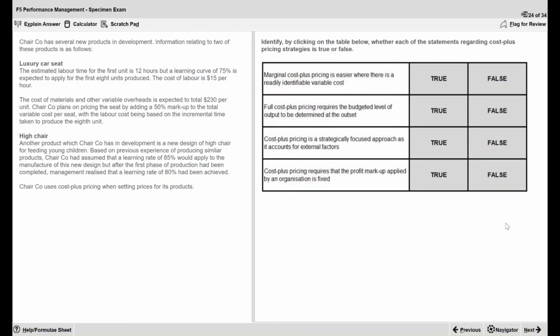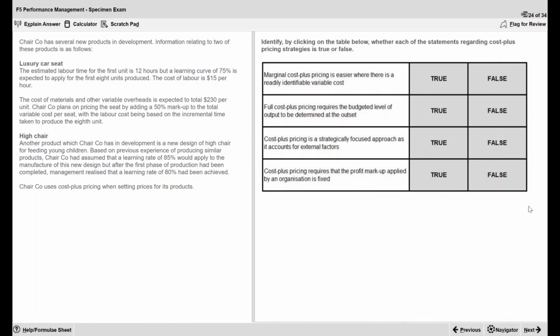Identify by clicking on the table below whether each of the following statements regarding cost plus pricing strategy is true or false. Marginal cost plus pricing is easier where there is readily available variable cost. Remember, marginal cost plus pricing is the marginal cost of a product is variable cost of a product. So when we use marginal cost plus pricing, that means we are only using the variable cost of the product. So they said marginal cost plus pricing is easier where there is readily identifiable variable cost.